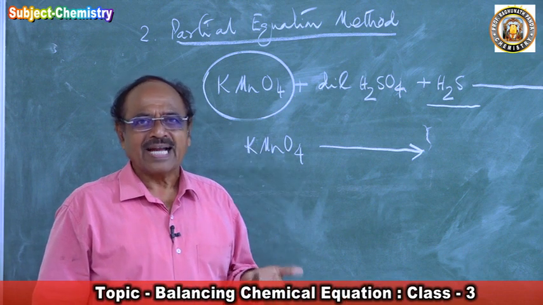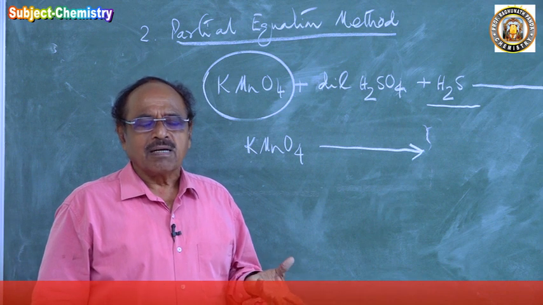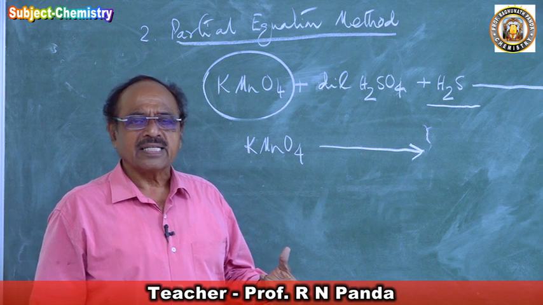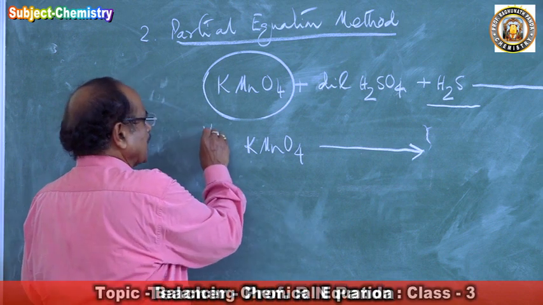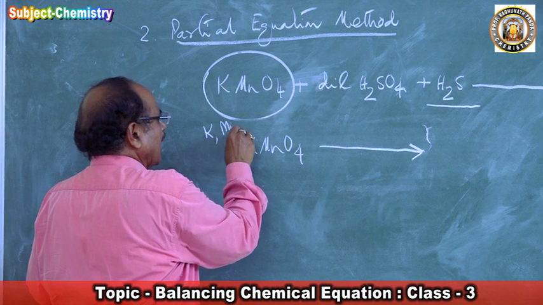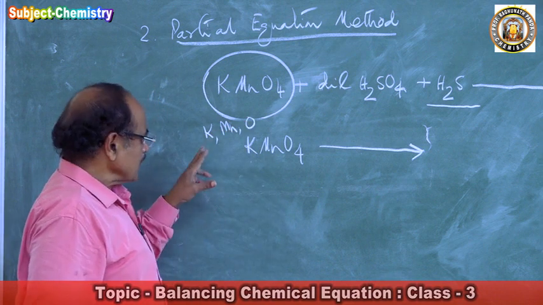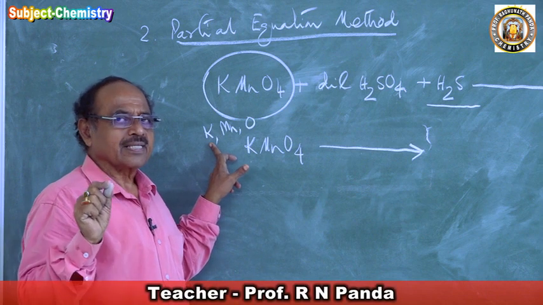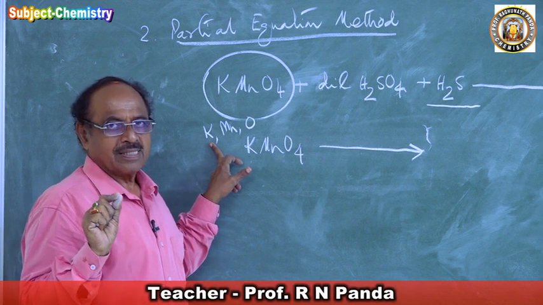Potassium permanganate is reacting, meaning potassium will react, manganese will react, oxygen will react. So who are the players here? Potassium, manganese and oxygen. Now what is potassium? A metal. Which group? Group 1, highly electropositive, alkali metal.